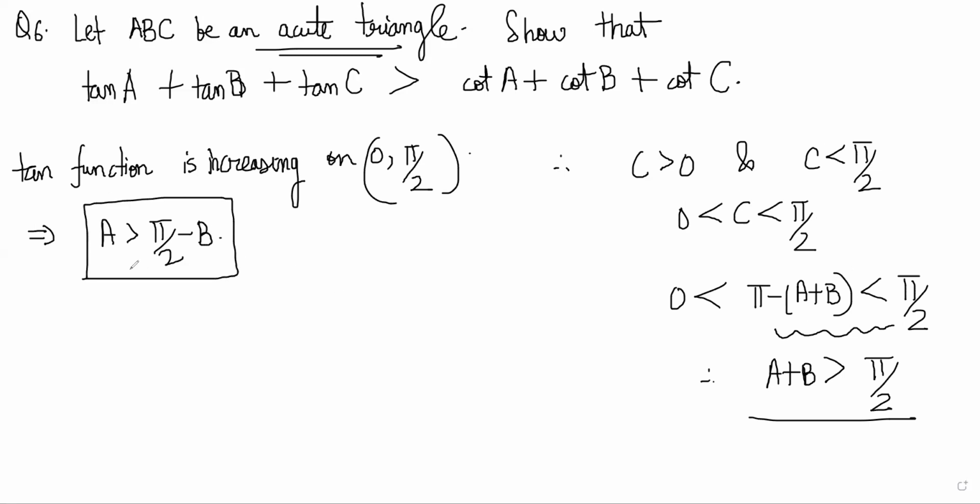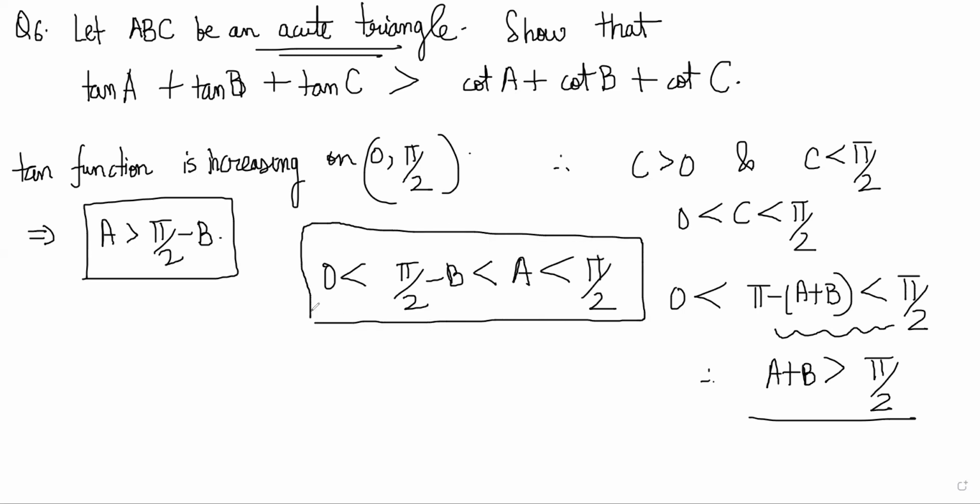So basically, the order of the angles must be 0 is less than pi by 2 minus B is less than A is less than pi by 2, because it is an acute triangle. This is the order of the angles, right?